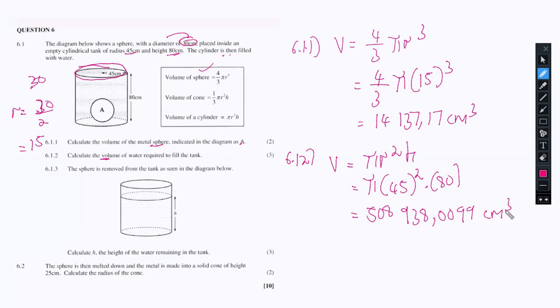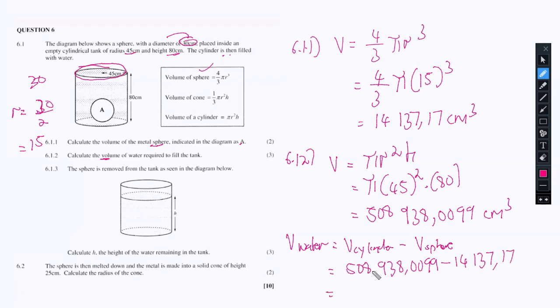And then now, because I already have the volume of the sphere, to calculate the volume of water, it is simply this volume here of the cylinder. So volume of cylinder tank minus the volume of the sphere. And then this is 508,938.0099 minus the 14,137.17. Then when you subtract those, you get 498,800.84 centimeter cube. Okay, and that's how you were supposed to solve that one.